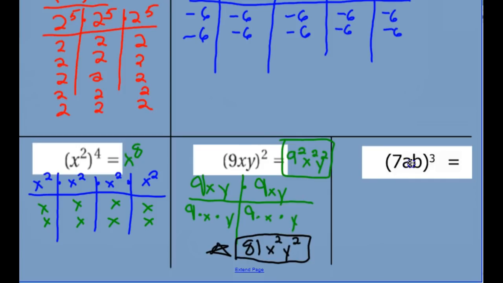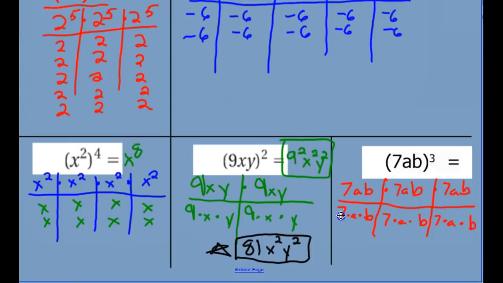Now in this problem here, we have 3 7ABs. We have 7AB times 7AB times 7AB. So we have 3 of those. Now we need to figure out how many of each term we have. So we have 1 7 here times 1A times 1B. Then we have 1 7 times 1A times 1B. And we have 1 7 times 1A times 1B.